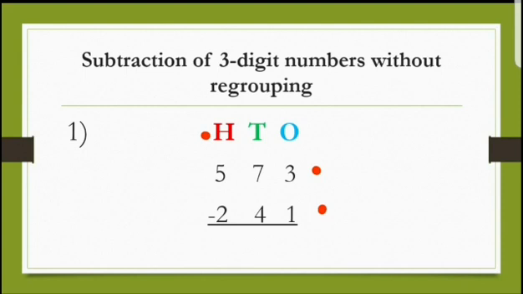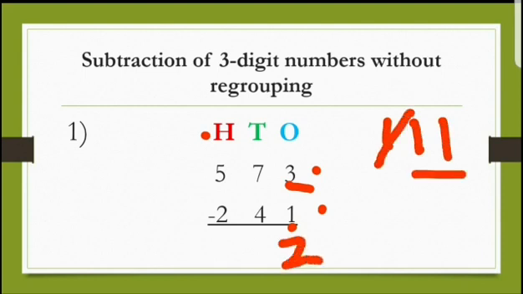Now the second rule is you will start subtracting from the ones place. So now you will see the digits at ones place. The digits at ones place are 3 and 1. So we will start subtracting. We will draw 3 lines and cross out 1. So how many left?